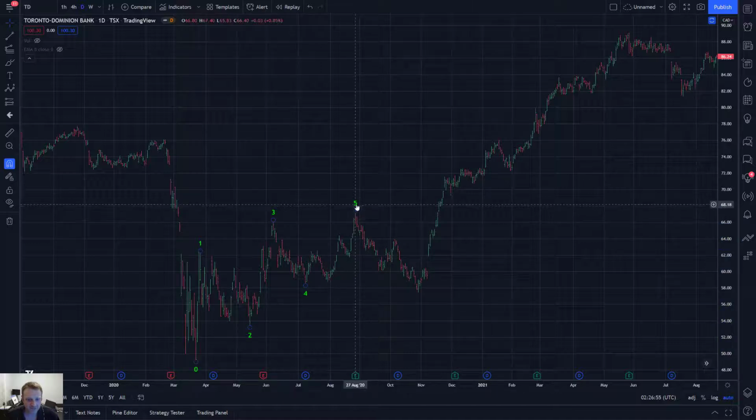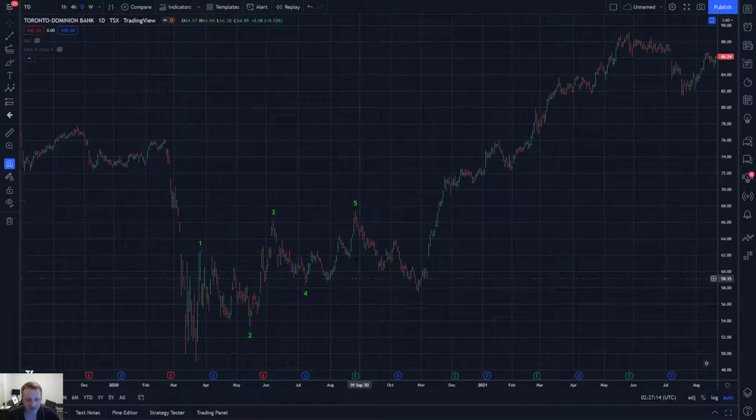Now, 5 waves up for a leading diagonal. At this point, we didn't know whether this is just an A wave up or a 1 wave up. But either way, we had a motive wave. So the direction of one larger degree was implied to be up by this motive wave, this 5-wave move up in a leading diagonal. So that's not where you want to enter a trade.